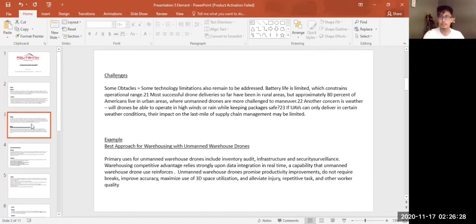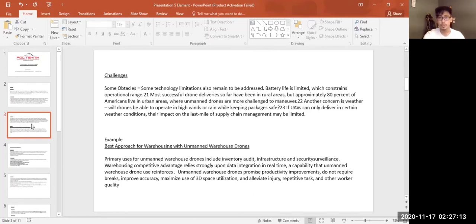And the drone challenges: some technology limitations remain to be addressed. The first thing is battery life is limited, which constrains operational range. Most successful drone deliveries so far have been in rural areas. Maybe 80% of Americans live in urban areas, where unmanaged drones are more challenging to maneuver.